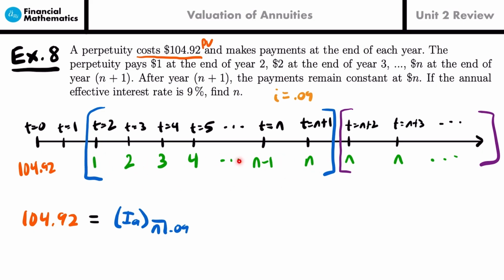This does not go on forever, right? We're cutting this off from the rest of the payments. So these n payments right here are not a perpetuity. They just form a regular arithmetic increasing annuity, all right?